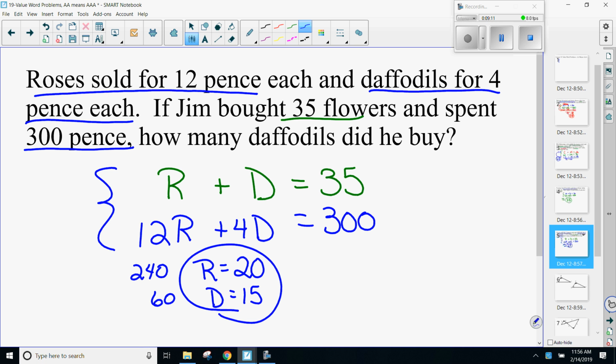That's weird. I looked up and there's 100 pence in 1 pound. Are we good with this?